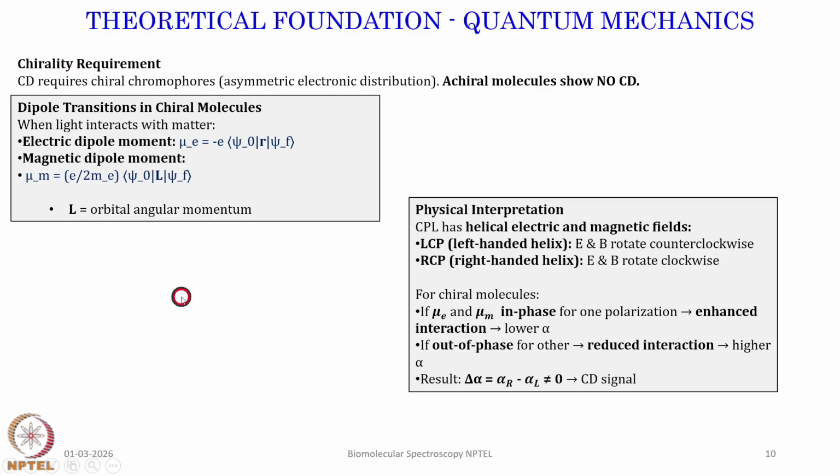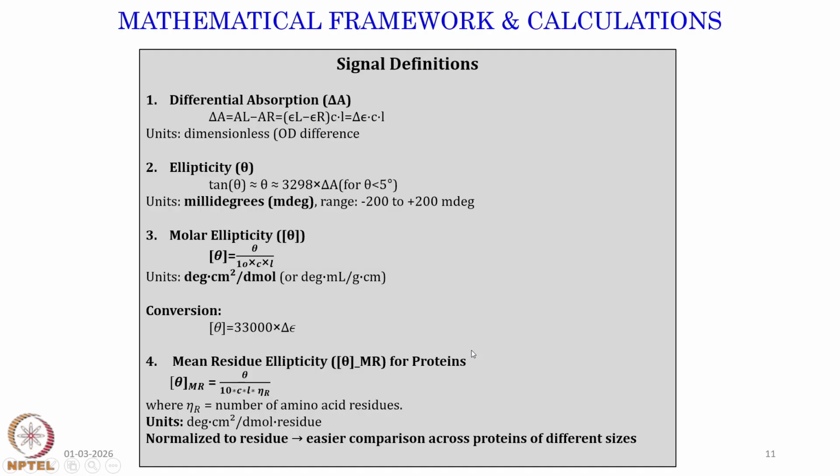So, essentially we are detecting the differential because of differential absorption by the chiral molecule, we are measuring the change in the electric and magnetic component. So, E and B rotates clockwise, E and B rotates counterclockwise, and you measure this difference for the chiral molecule. So, you can have an enhanced interaction if lower alpha happens, and you can have out of phase or reduced interaction if higher alpha is there. So, that differential absorption we are measuring, and that is giving delta alpha, that is the CD signal.